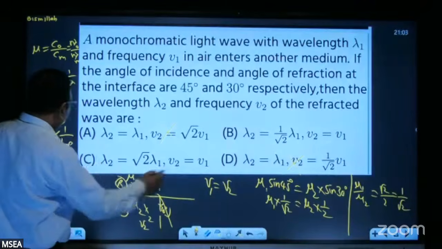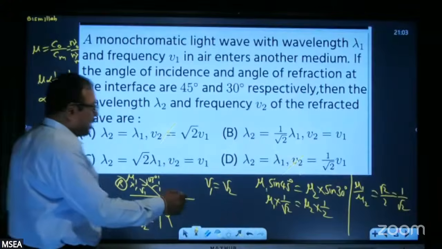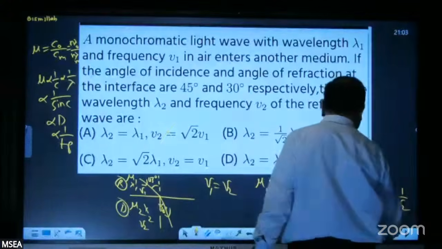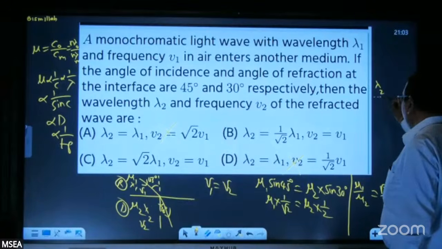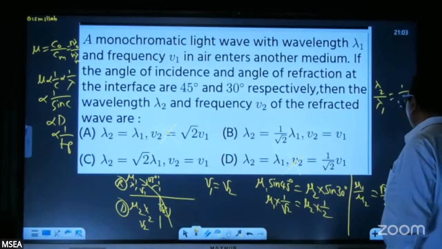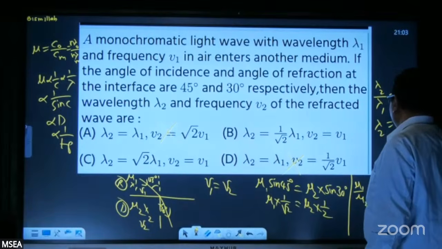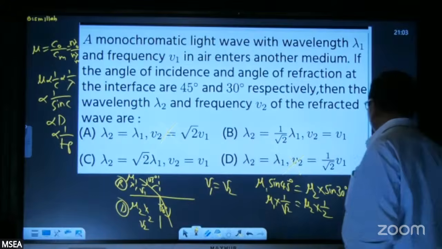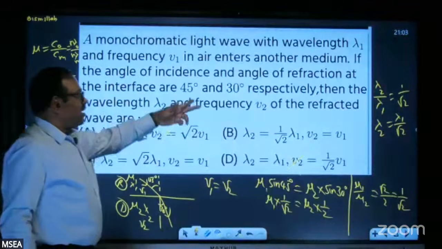From these points, now we come to the question. Mu1 by mu2 is equal to 1 by root 2. As mu and lambda are inversely proportional, lambda 2 by lambda 1 is equal to 1 by root 2. Then lambda 2 is equal to lambda 1 by root 2. So B is the correct answer.